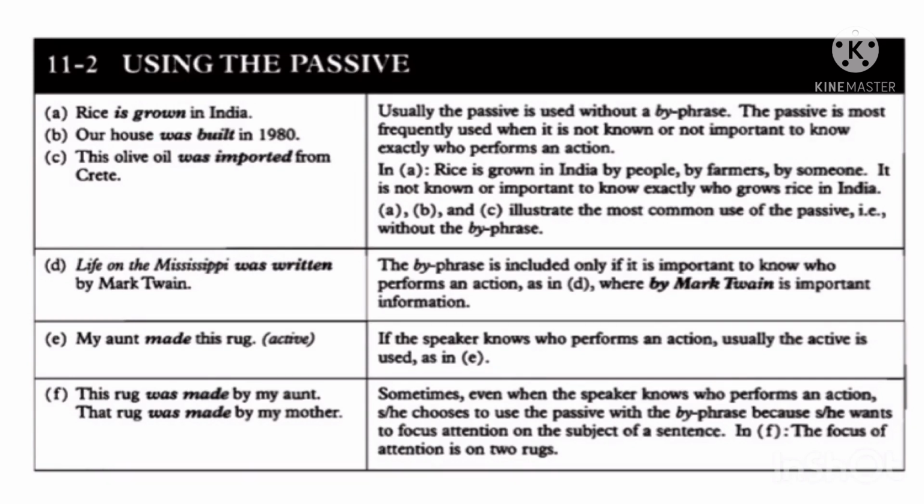E, my aunt made this rug. If the speaker knows who performs an action, usually the active is used, as in E. F, this rug was made by my aunt. That rug was made by my mother. Sometimes even when the speaker knows who performs an action, she chooses to use the passive with the by phrase because she wants to focus attention on the subject of a sentence. In F, the focus of attention is on two rugs.